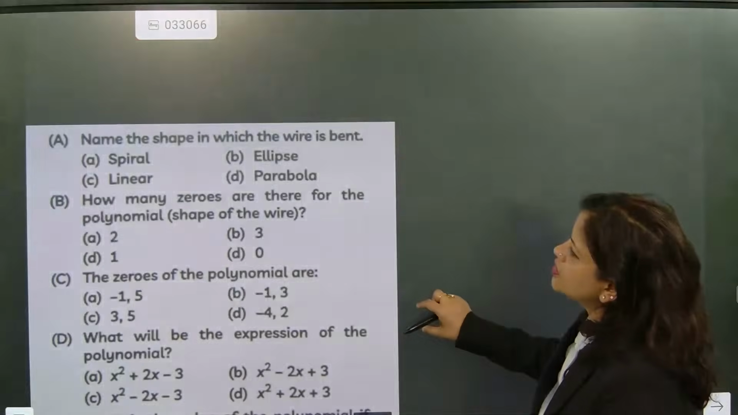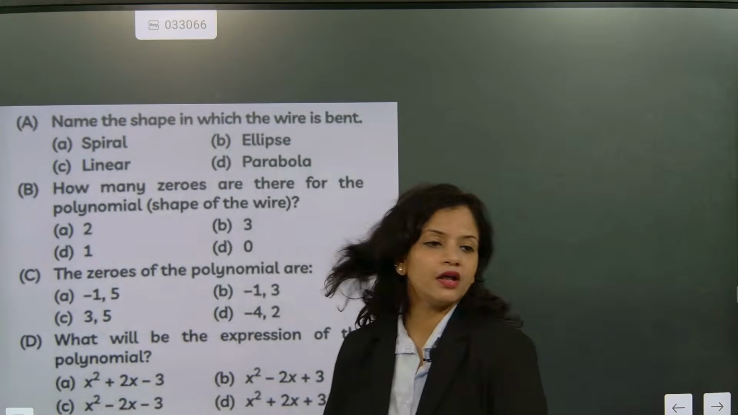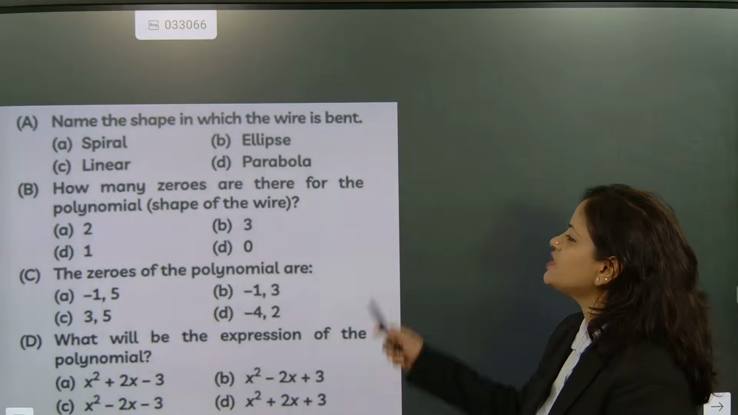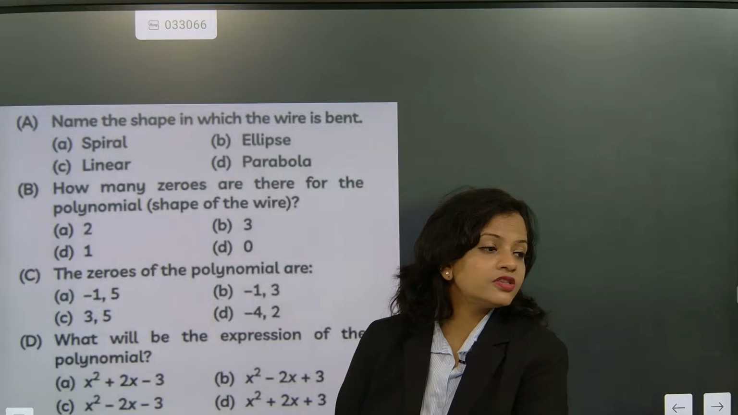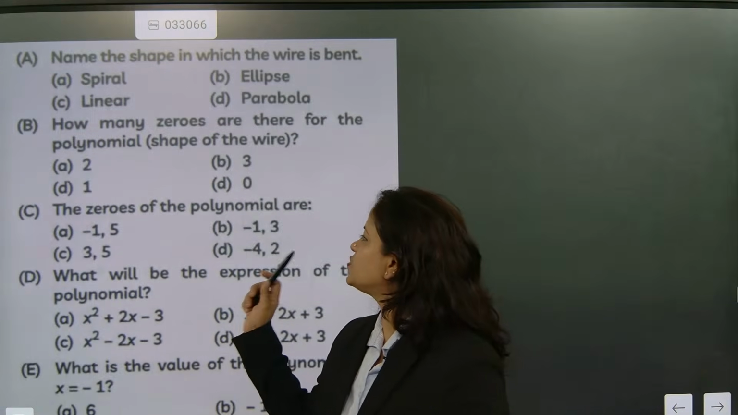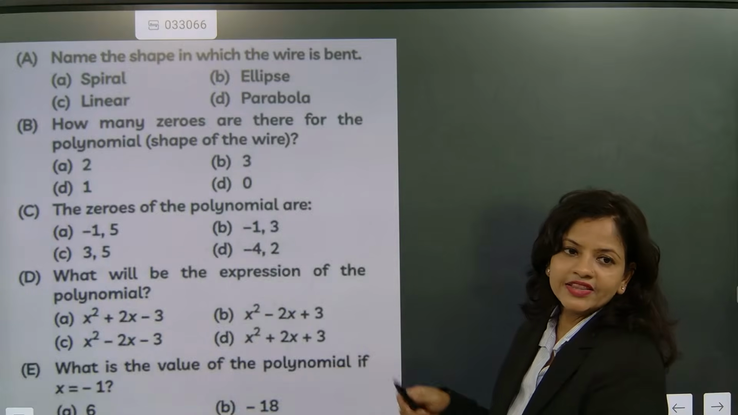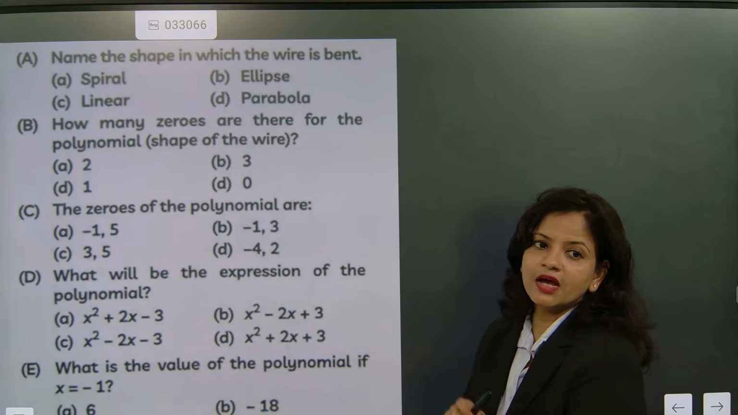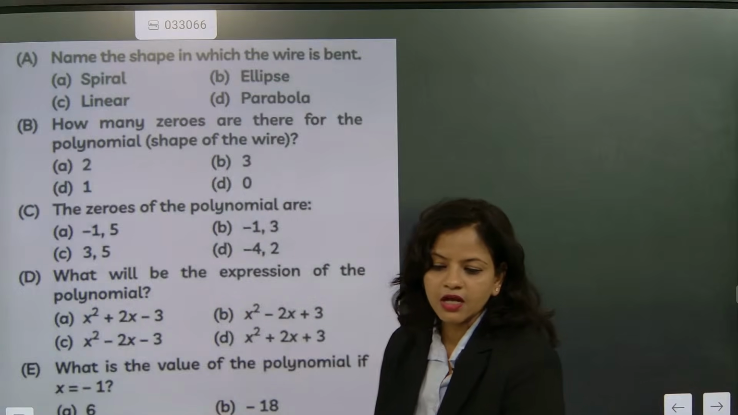Shall we go for the questions? What is the shape in which the wire is bent? Parabola. Okay, how many zeros are there? 2 zeros are there: minus 1 comma 0 and 3 comma 0. The zeros of the polynomial are minus 1 and 3. So what were there? The x, two values were there, na? Minus 1 and 3. So please, the answer. Okay.